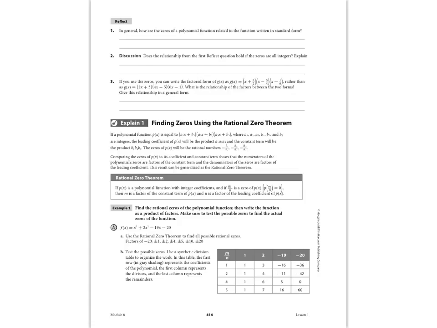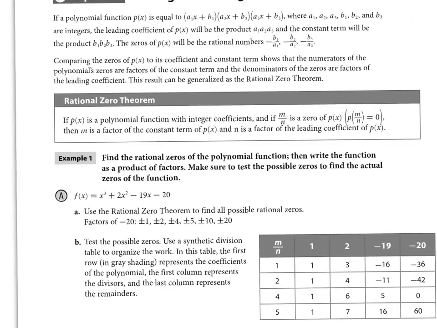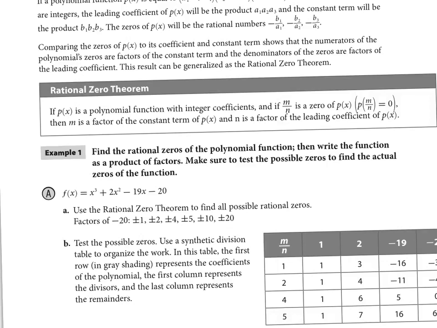So there's this theorem called the rational zero theorem, or the rational root theorem, is what I learned way back in the day. And then the state of Texas decided that we don't need to use the word roots anymore, which is really annoying, but whatever. There's a big jumbo mumbo of stuff. If p of x is a polynomial function with integer coefficients and m divided by n is a 0 of p of x, implying that p of m divided by n equals 0, then m is a factor of the constant term of p of x and n is a factor of the leading coefficient of p of x.